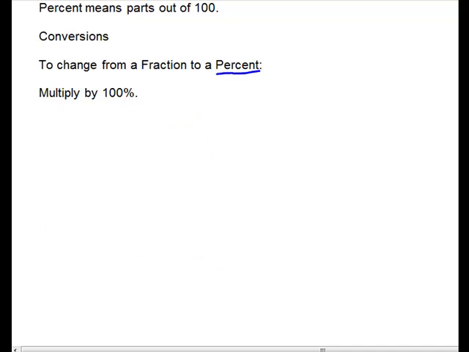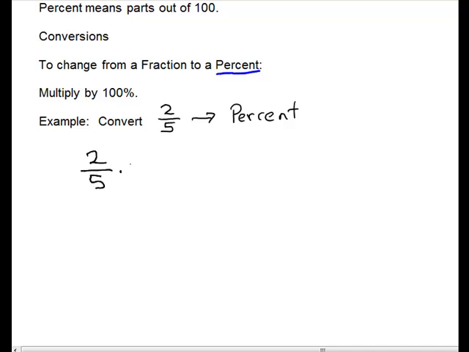Our last conversion will be to change from a fraction to a percent. So we will multiply by 100%. Anytime you're going to a percent, you can multiply by 100%. So we're going to convert 2/5 to a percent. So we'll write down what we have. We have 2/5, and we're going to multiply by 100%. To get percent, we'll make it look like a fraction. So we'll put it over 1.